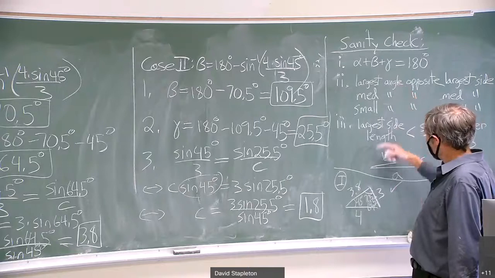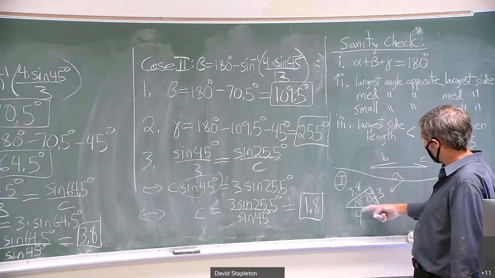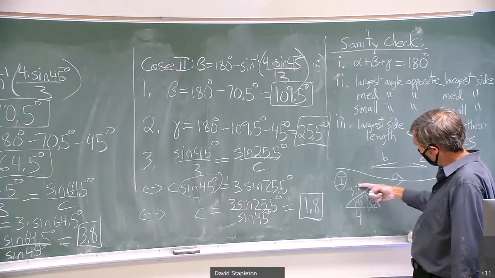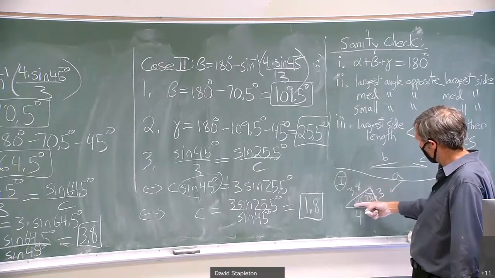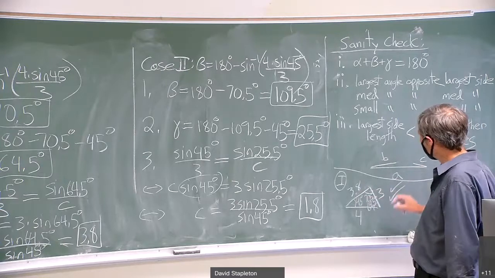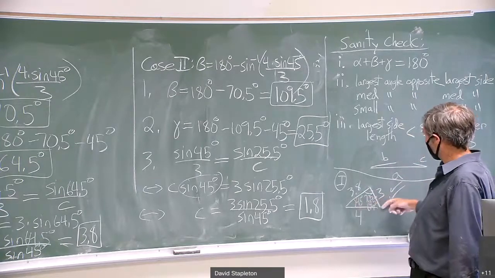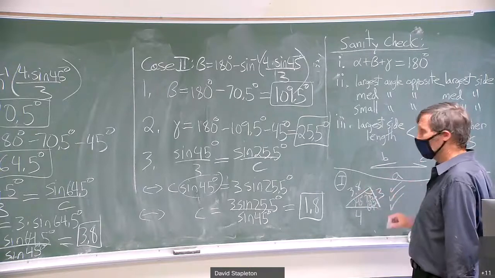Is the largest angle opposite the largest side? Well, 70.5 is opposite 4, the largest one. Second largest angle, 64.5, opposite second longest side, 3.8, and 45 opposite 3. That's a check. And then finally, is 4 bigger than 3 plus 3.8? Sure it is. This is probably right.